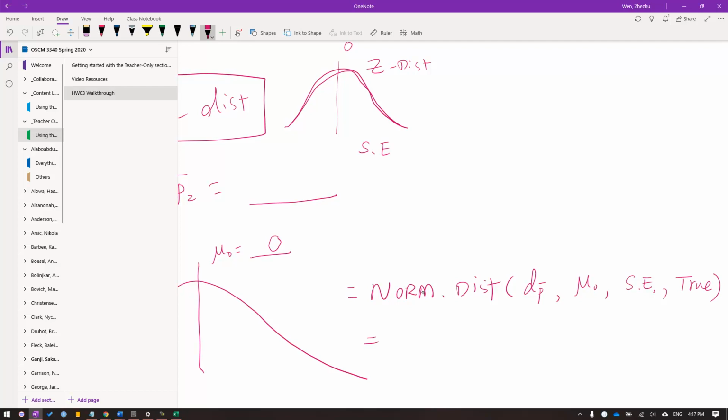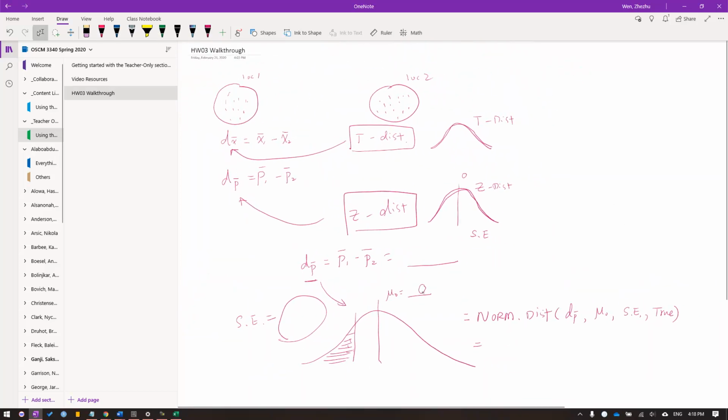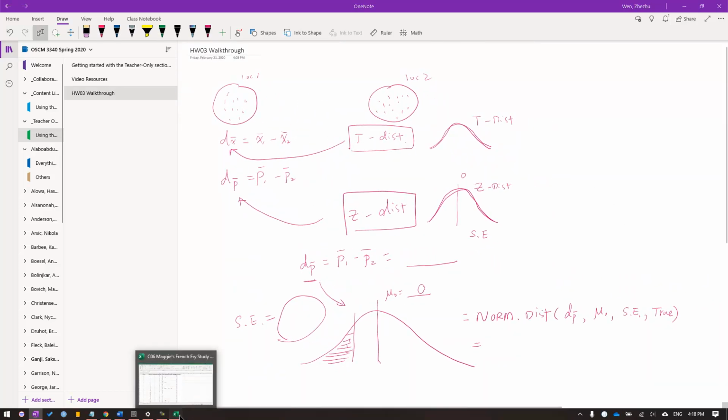And this will tell you what is the likelihood of drawing this type of sample when the proportion difference is actually 0. Okay, so let's say your dp is somewhere here, and what this Excel formula tells you is how likely it is for you to draw a sample like this when the actual difference is 0, when there's no difference. So with this explained, I'm going to demonstrate in Excel real quick.